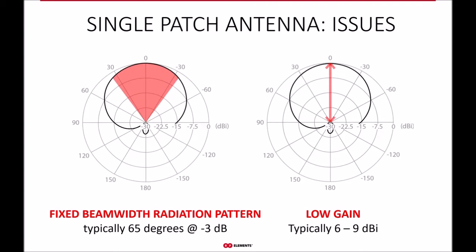The reason why a single patch antenna is not good for sector coverage is that its radiation pattern is wide and fixed. And eventually, its gain is also rather low. These parameters are fixed, which is why the single patch is used in applications where low gain and wide radiation angle are desirable, which is definitely not the case for WISP networks.